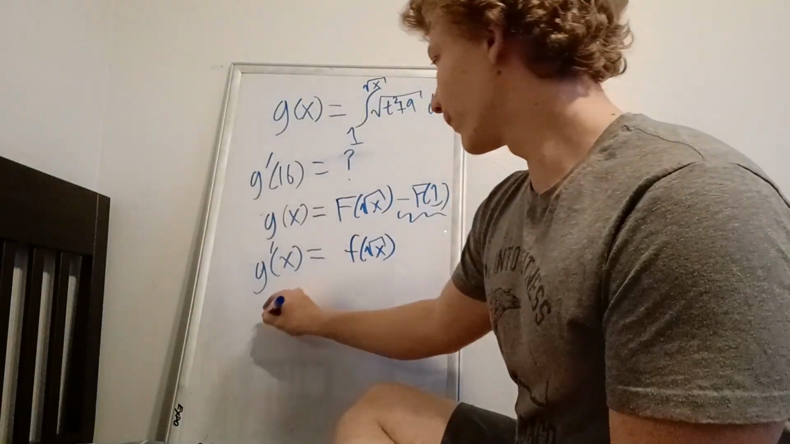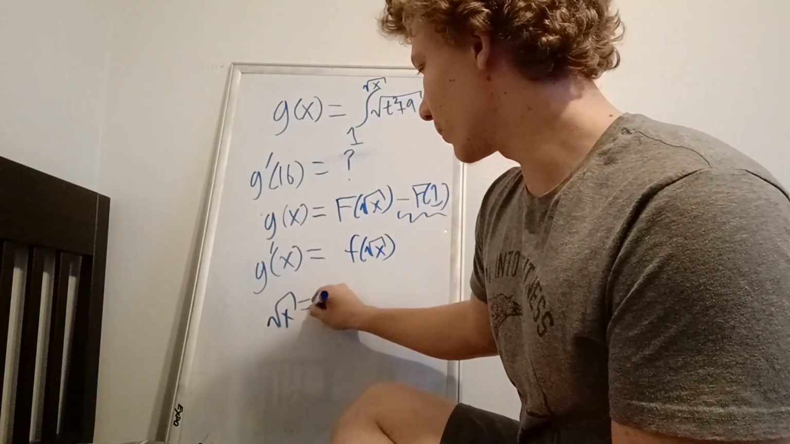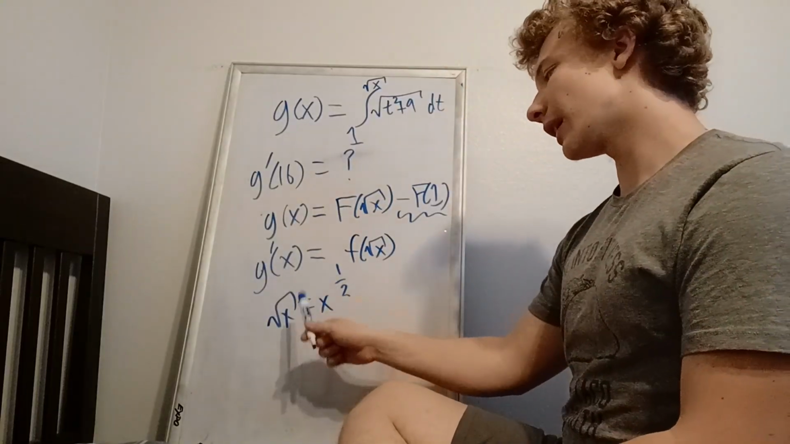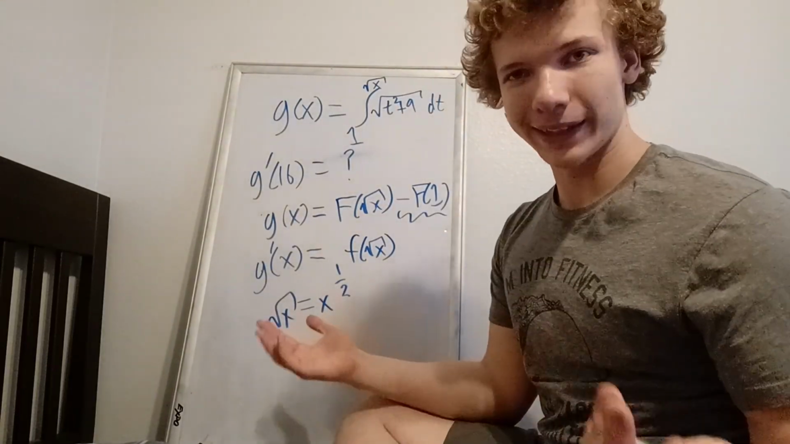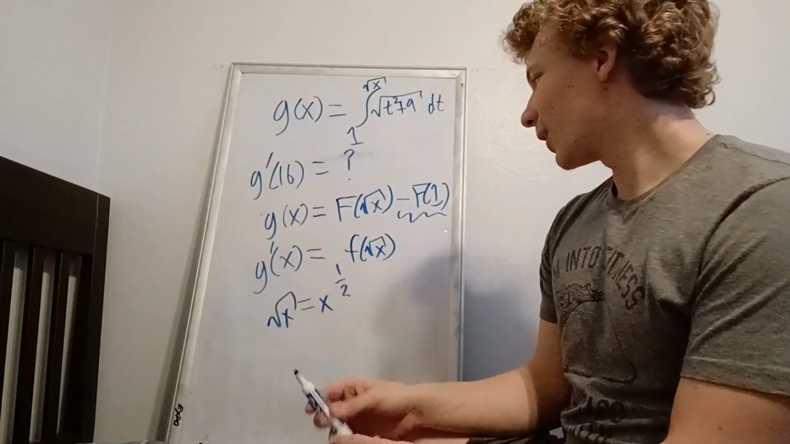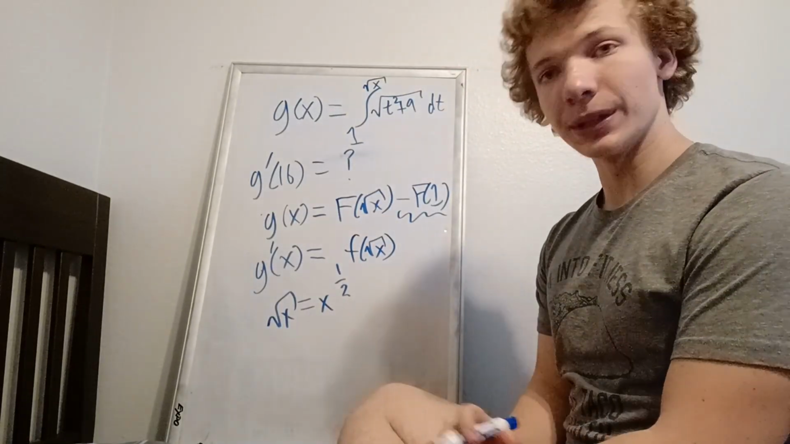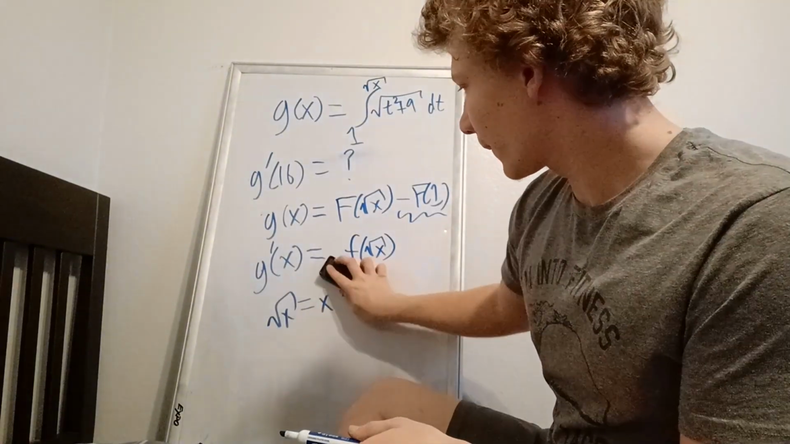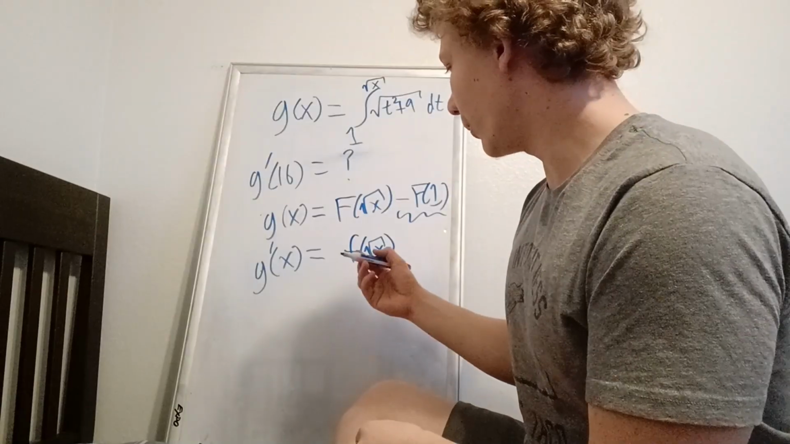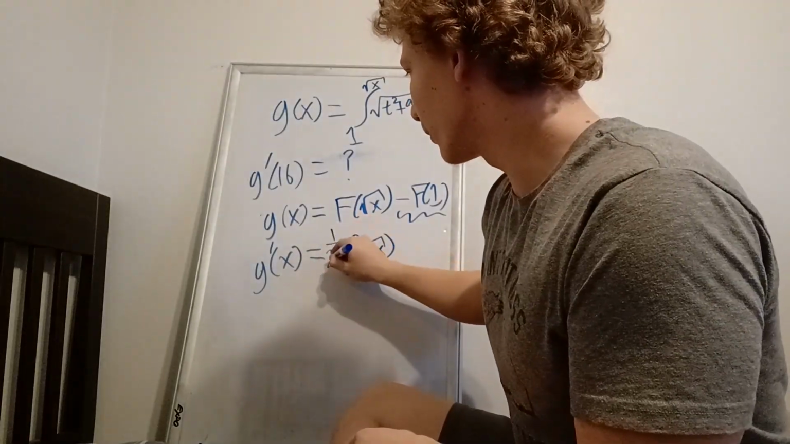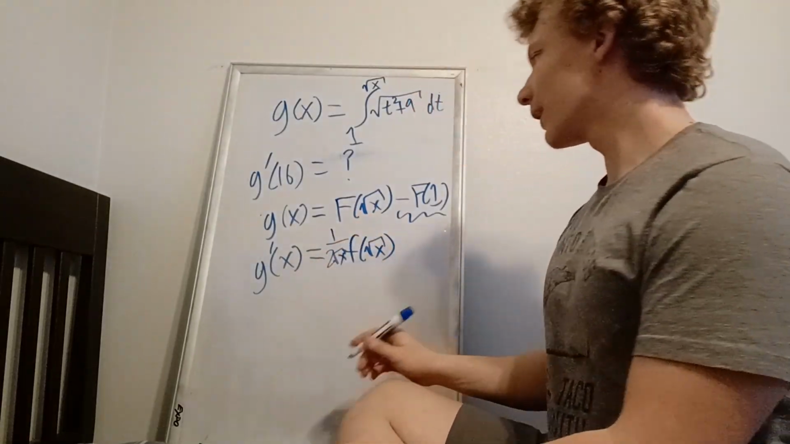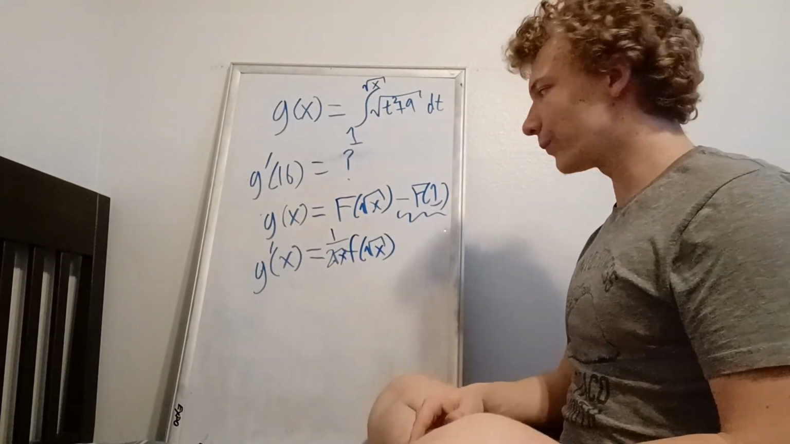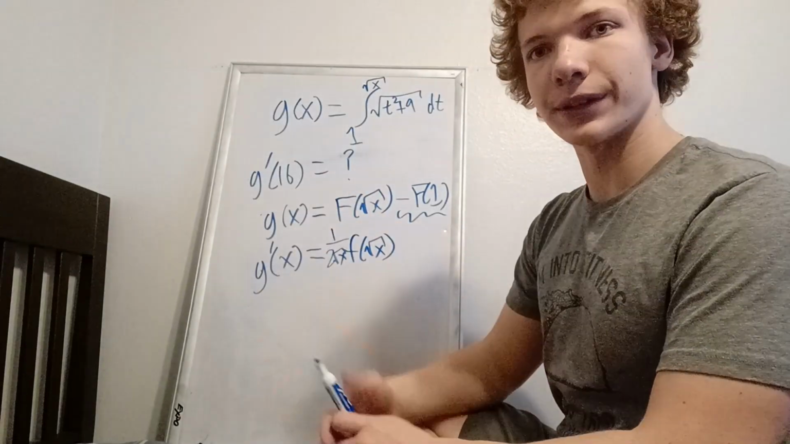As a reminder, square root of x is equal to x to the 1/2. Now, if we bring the power down and then subtract 1, that's just the power rule, you should know this, we'll get 1/2 x to the negative 1/2. What that looks like is 1 over 2 root x. So this is our expression for g prime of x. Now, let's plug in the 16.